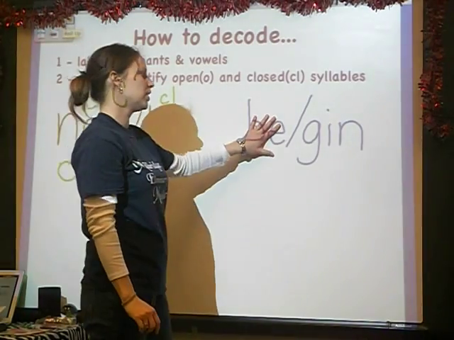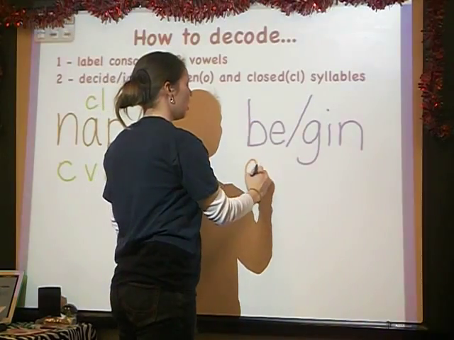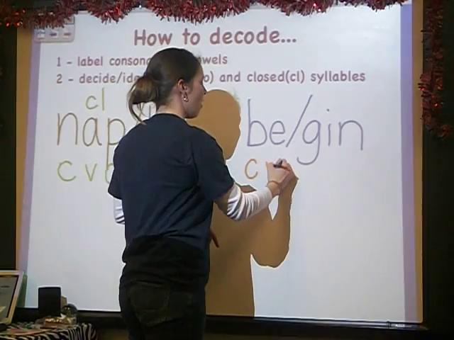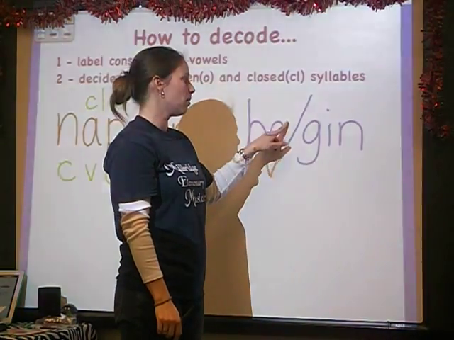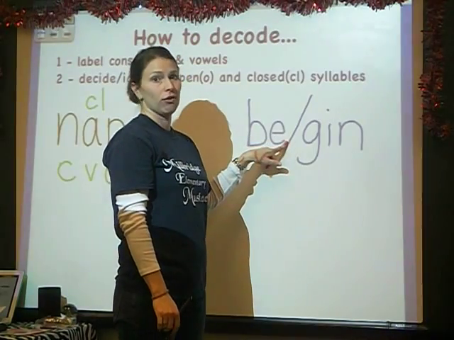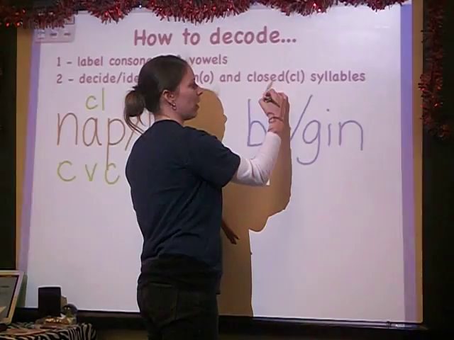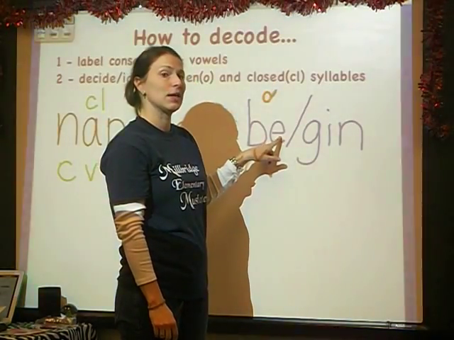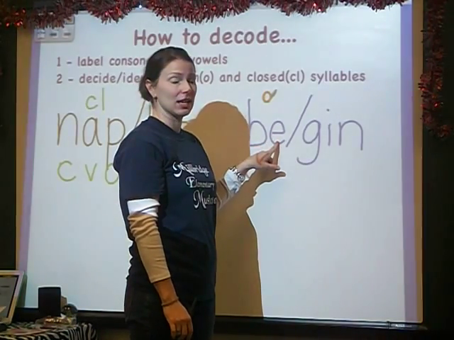So let's look at the first syllable. B. Starts with a B. We know that is a consonant. And then it has an E, which is a vowel. Now, you tell me, is there anything after that E in this syllable? No, there is nothing after that E, so that means this is open, which means that E is going to say its name. So when we say begin, the B, do you hear that E making its sound?